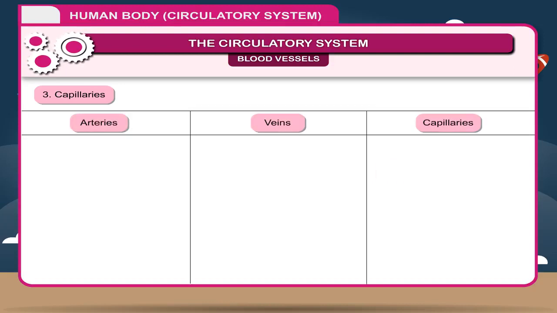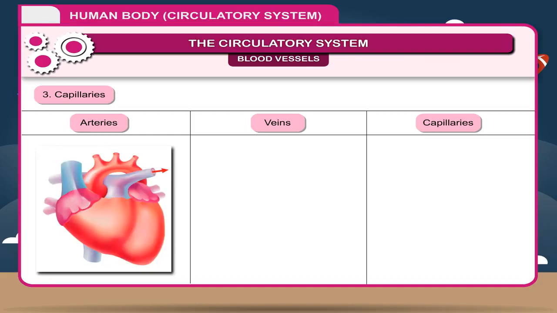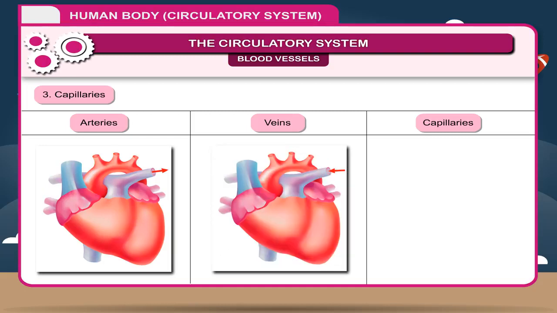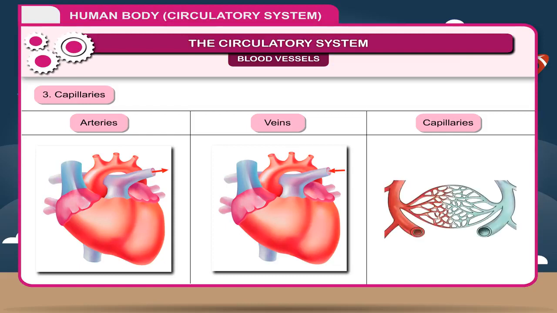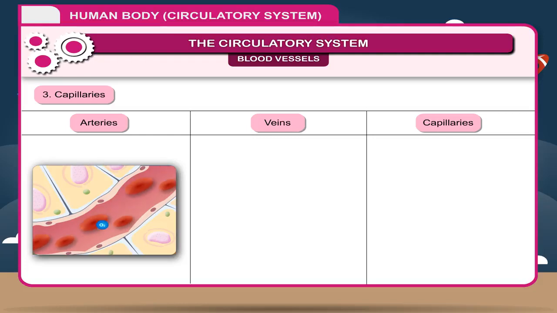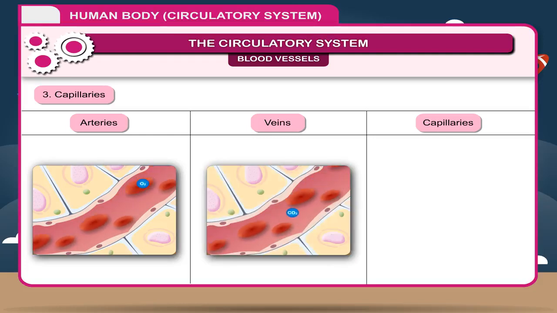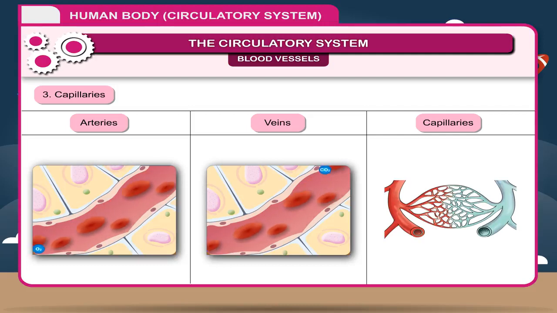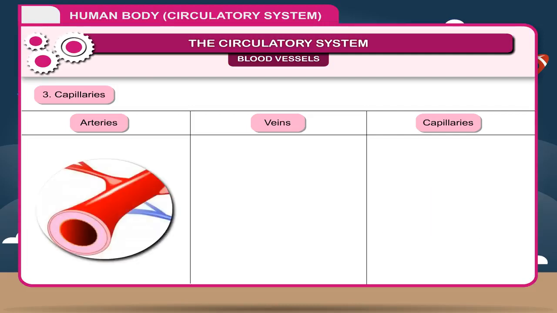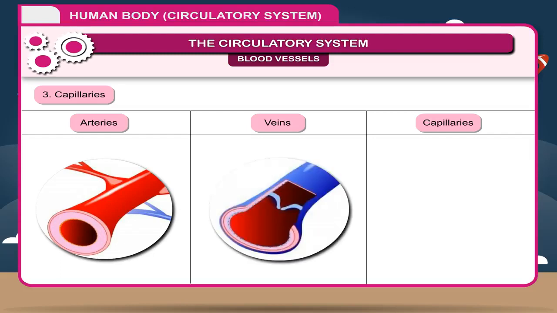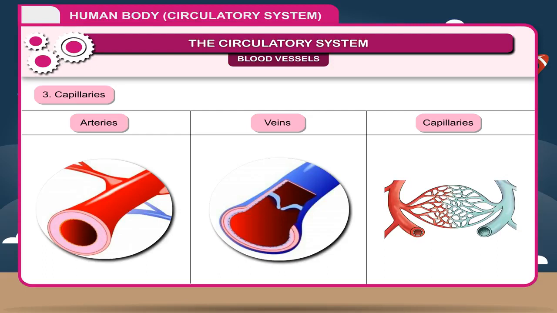Arteries, veins, capillaries. 1. Arteries carry blood from the heart to other organs and body parts. Veins bring back blood to the heart from other organs and body parts. Capillaries carry blood from arteries to veins. 2. Arteries carry oxygenated blood. Veins carry deoxygenated blood. Capillaries carry both. 3. Arteries have thick muscular walls and have no valves. Veins have thick muscular walls and have valves. Capillaries are very thin, made up of a single layer, and have no valves.